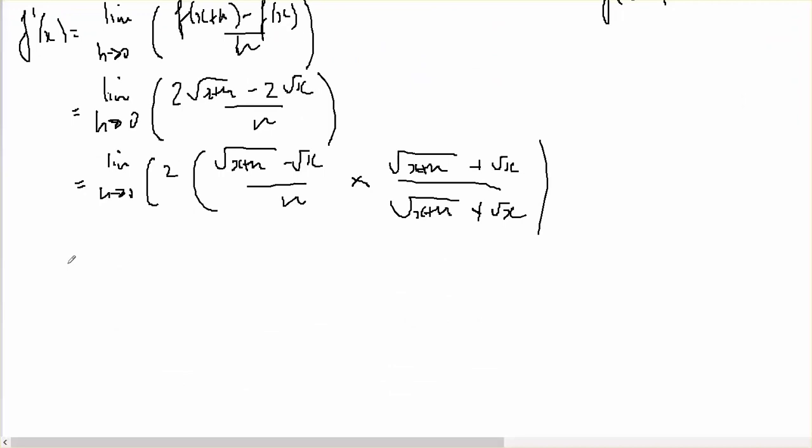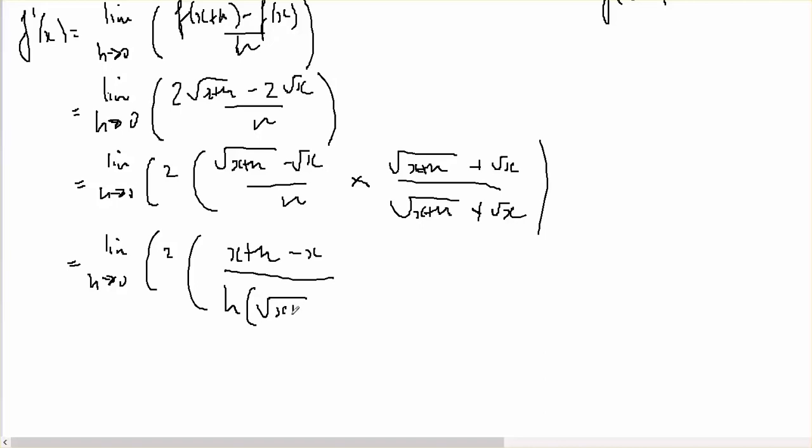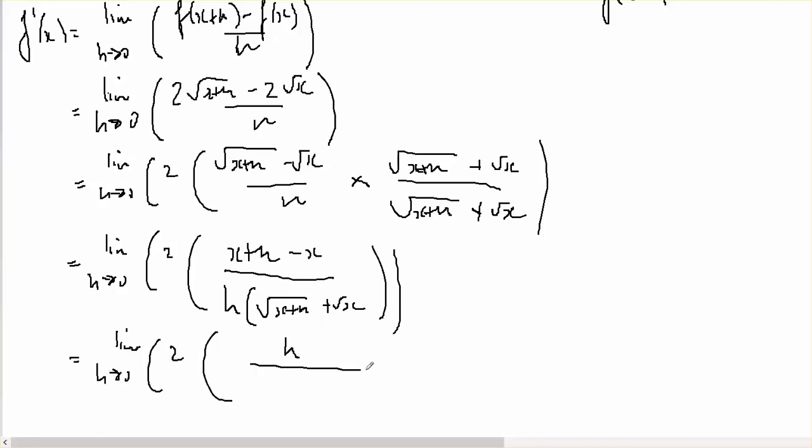So I'm going to have equals the limit as h approaches 0 of 2. The square root of x plus h times this will give x plus h. This times that will be positive, this times that will be negative, and then I'll have minus x on top of h times the square root of x plus h plus root x, which is the limit as h approaches 0 of 2. My numerator becomes h, my denominator is h times the square root of x plus h plus the square root of x, and you'll notice my h's cancel.